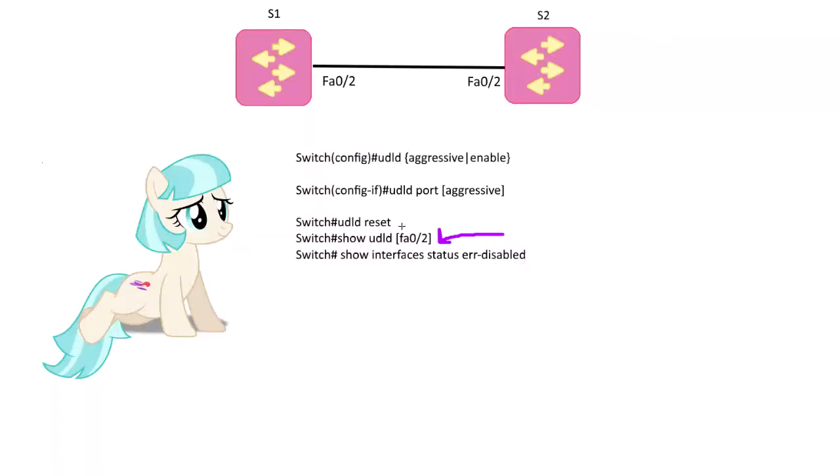Another handy command, once the ports go down, if you have a lot of them, is to go to enable mode and just do UDLD reset. It'll look at all the ports in an error-disabled state that went down because of UDLD. It'll basically do a shut, no shut, right? It'll try to bring the interface back up. So that's a handy command, UDLD reset. That's pretty much all there is to it.